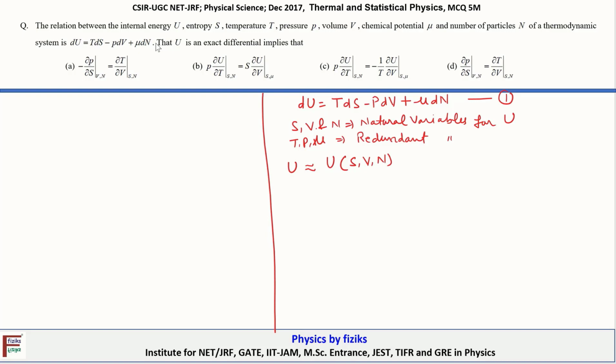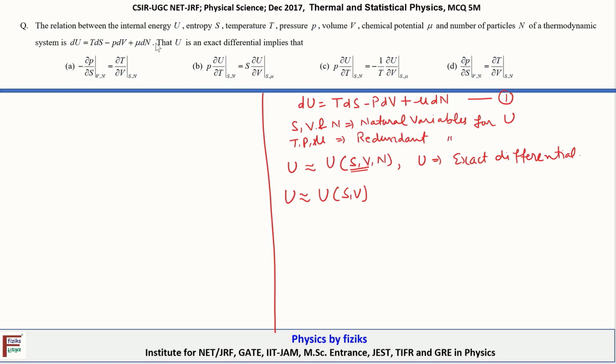At the same time it's also given to us that U is an exact differential. We will make use of this point in developing the Maxwell relationship. Here we will take only two variables at a time, and then we will try to find the corresponding Maxwell relationship, and if it matches with one of the options which are given to us, then we will stop at that point. So first we will write U to be a function of S and V only.